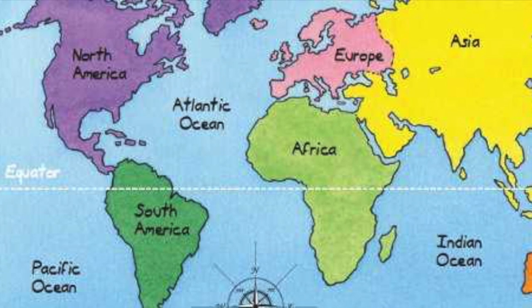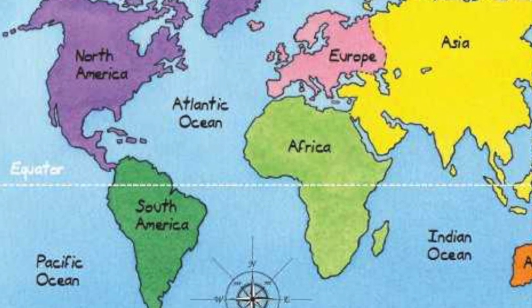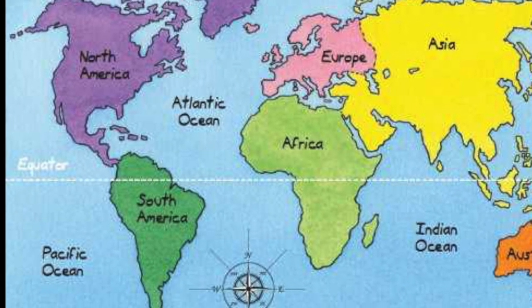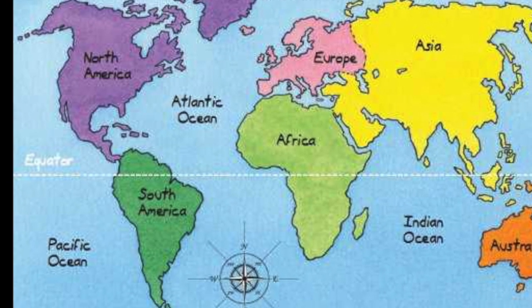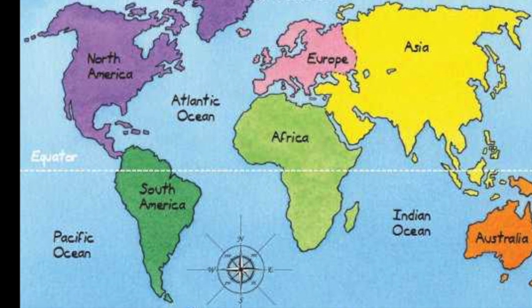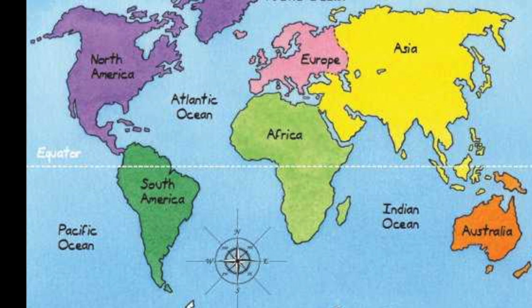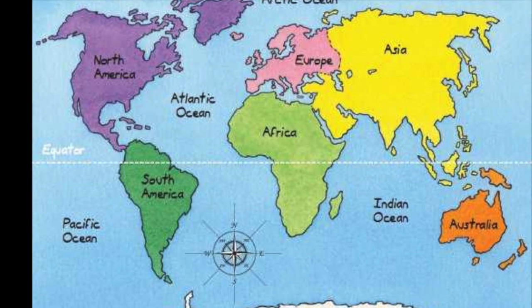Today we're going to be talking about the Earth's crust and the way the tectonic plates move. In order to find out what the tectonic plates are and to really understand it, we have to look at a map of the world. So we look at a map of the world and we see our 7 continents: North America, South America, Antarctica, Africa, Europe, Asia, and Australia.